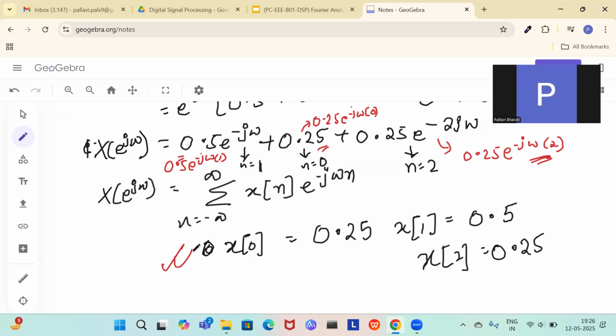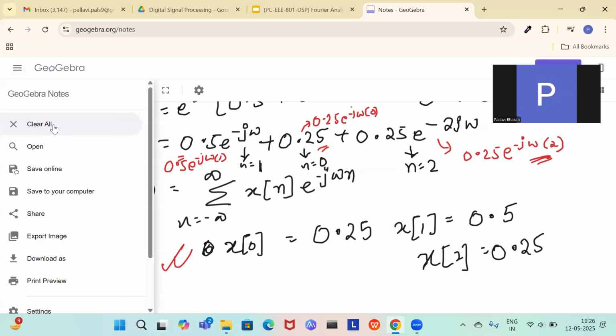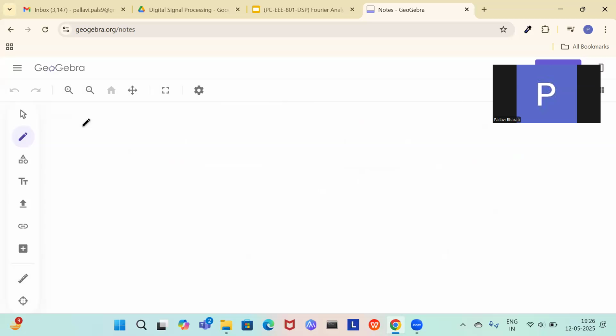This is how you took out the inverse DTFT. One question we did where we took out the signal by using the direct formula, and the second one we did using comparison with the DTFT. So these types of questions can come. Now let us do one more question on this.